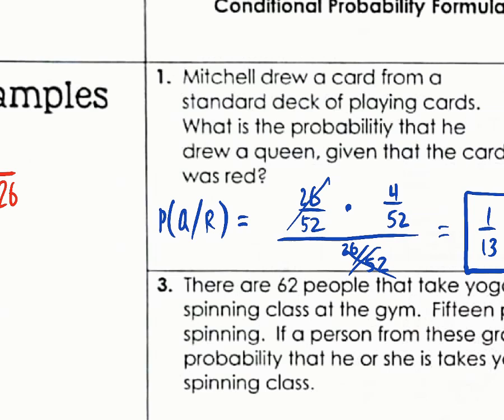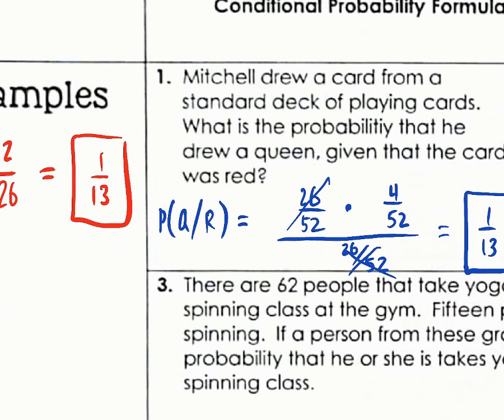There's 26 of those. Now, out of those 26 red cards, you see them? Are you looking in your head? Out of those 26 red cards, how many of those are queens? 2. So, 2 out of 26, guess what it reduces to? 1 over 13. That is what is really happening in this problem.